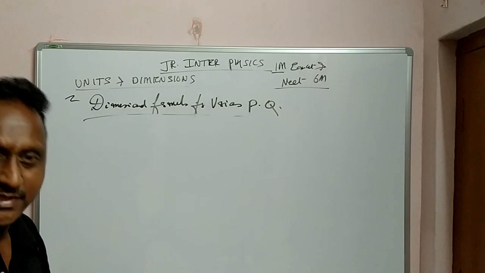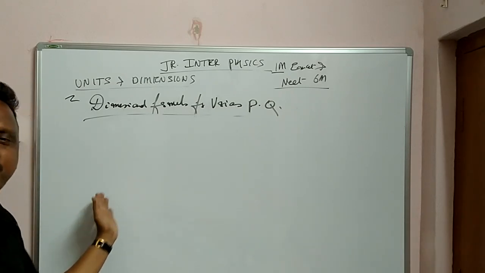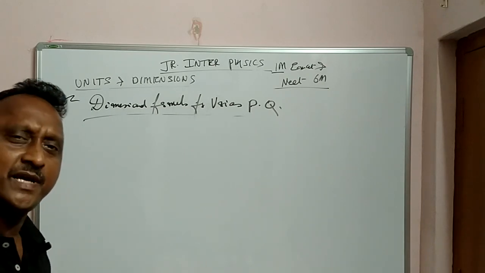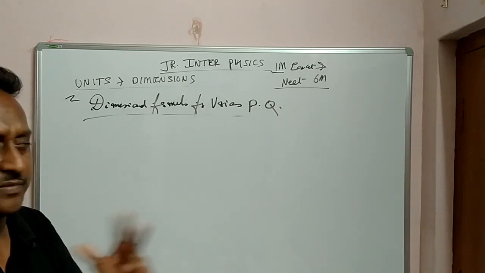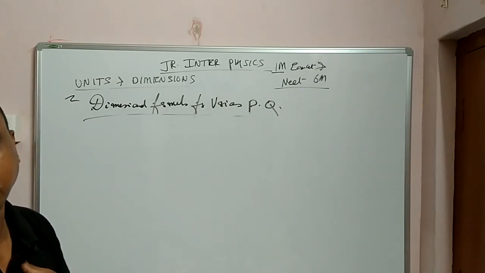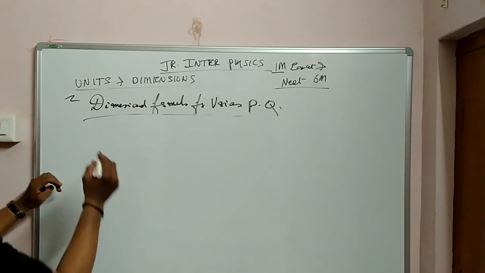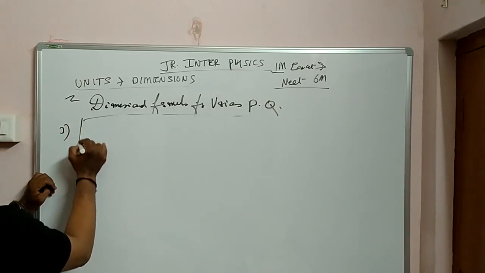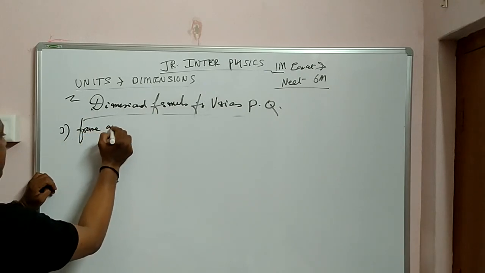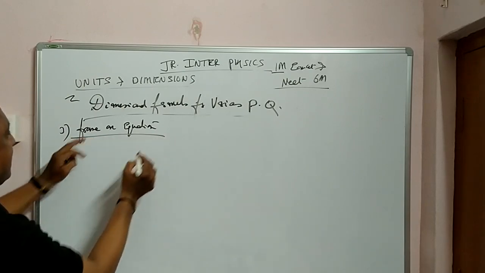Now what are the main uses of dimensional analysis? The main use is conversion from MKS to CGS, CGS to MKS, MKS to FPS, FPS to MKS. Like that you can change from system to system and you can check the formula whether it is right or wrong. Not only these two, another point is also there, that is the third point, we can frame an equation by using dimensional methods.